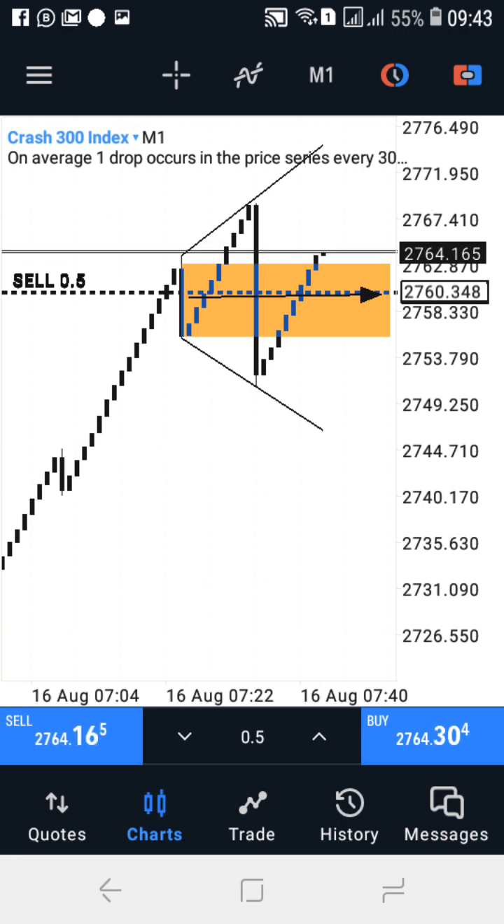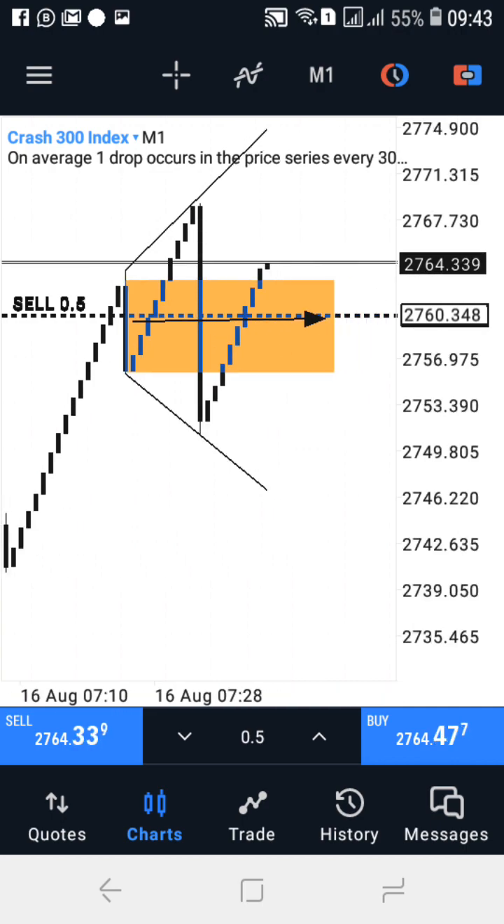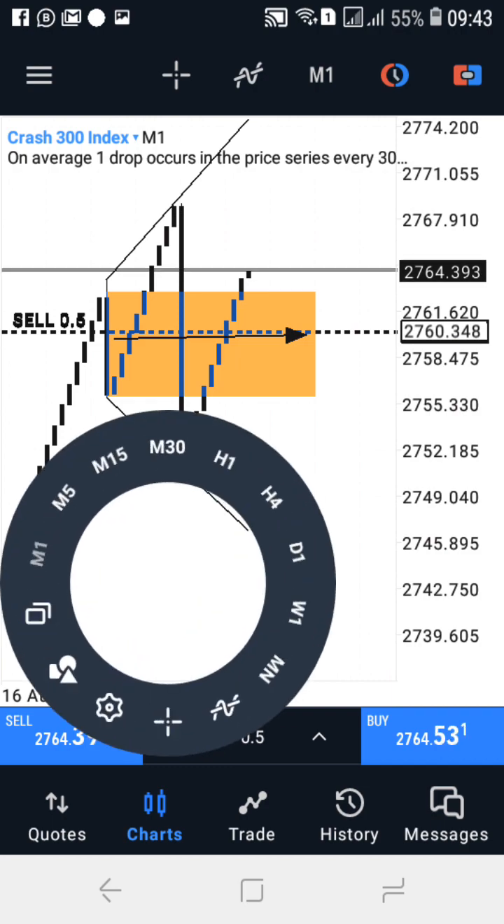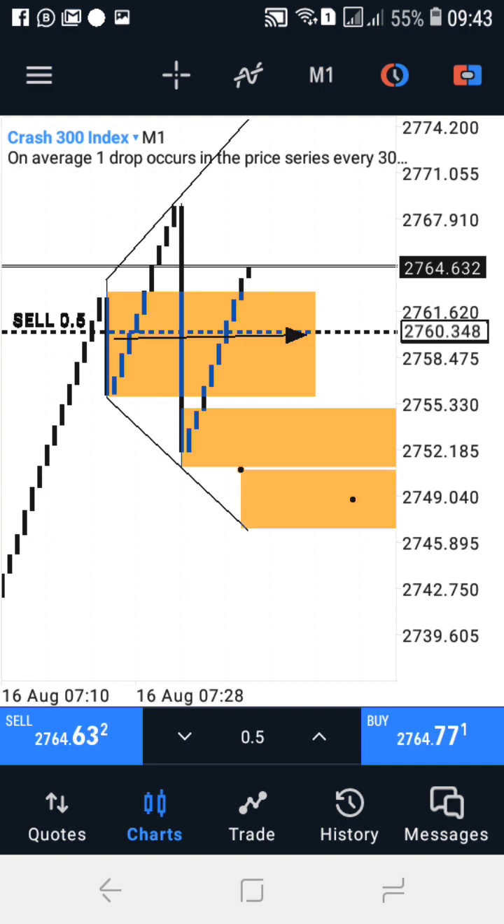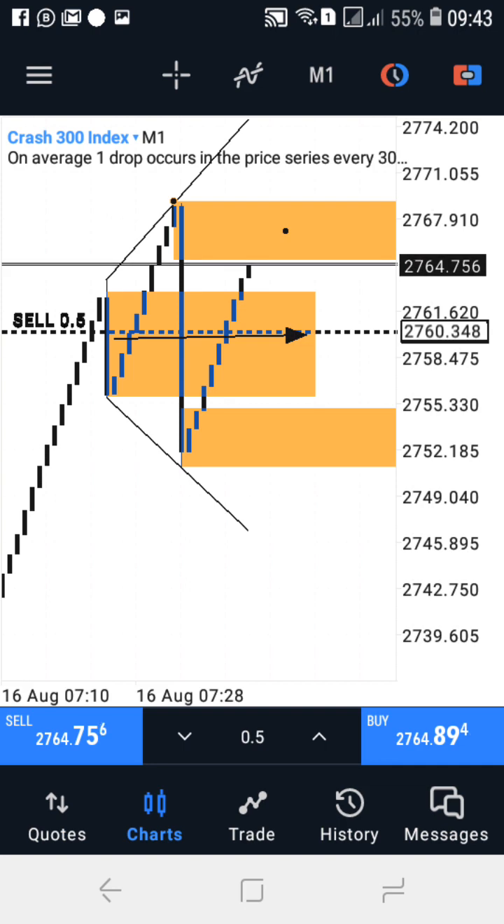Now just because, I would have waited for the breakout to actually happen, and then when it actually happens, what you do again, you have a breaker block right here, you have a breaker block right here, and then you have a breaker block right here. If it goes up, you use the breaker block, if it goes down, you use the breaker block, because these are highs and lows.